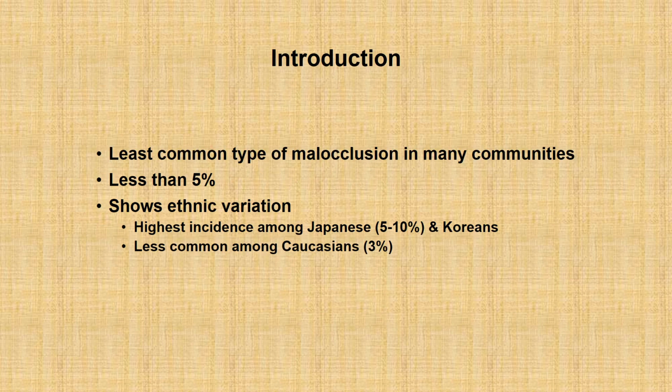Now, a class 3 malocclusion is the least common type of malocclusion in many communities. The incidence is about less than 5%, and this incidence shows a strong ethnic variation. The highest incidence has been noted among the Japanese, around 5 to 10%, and the Koreans, and is less common among the Caucasians at about 3%.